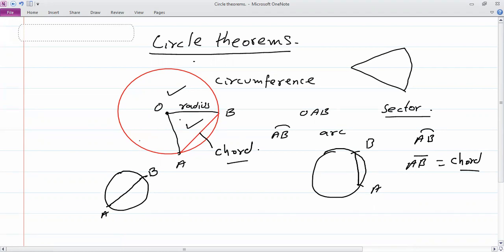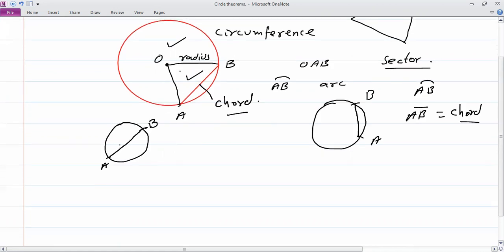If the chord passes through the center of the circle, such a chord we say is the diameter of the circle. It means the diameter is also a chord, but it is considered the longest chord of the circle. Okay. The diameter divides the circle into two equal parts, like this part and this part will be equal. We call each part a semicircle. All right.